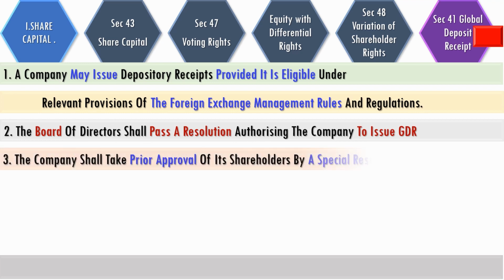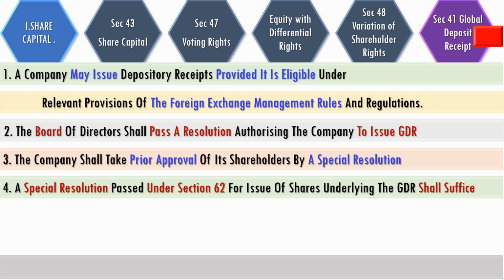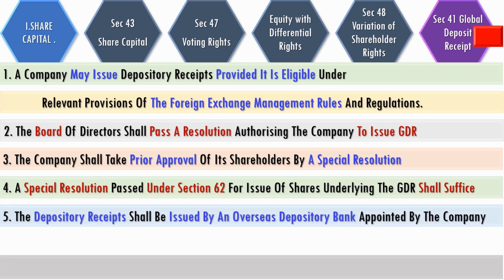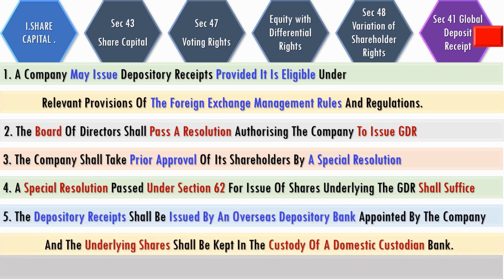When a company is eligible under foreign exchange management rules, it can issue depository receipts, but there should be a board resolution to that effect, which should have a prior approval of shareholders by a special resolution. Any resolution under section 62 will suffice and the depository receipts are issued by an overseas depository bank appointed by the company, and the underlying shares shall be kept in the country in the custody of a domestic custodian bank.